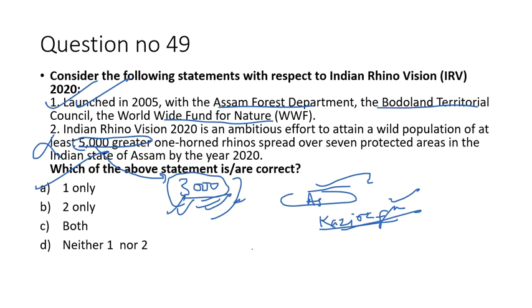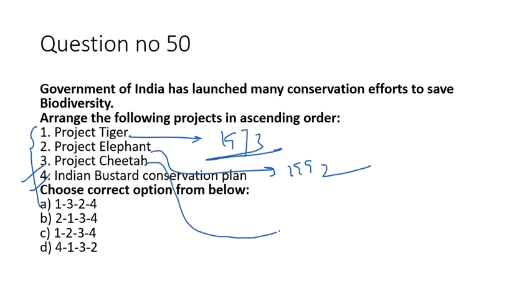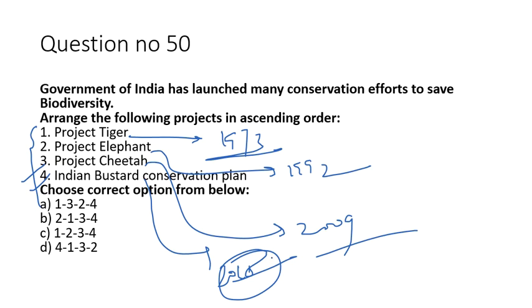Right. This was question number 49. Let's move to question number 50. Question number 50 is chronological. You have to arrange these four projects in chronological order, when they were launched. Project Tiger was launched in 1973. Project Elephant was launched in 1992. Project Cheetah was launched in 2009 by the Government of India, and the Project Bustard Conservation Plan was launched in 2018. So this is the sequence. So the answer would be 1, 2, 3, and 4. So this is the correct choice, C. Right. This was question number 50.